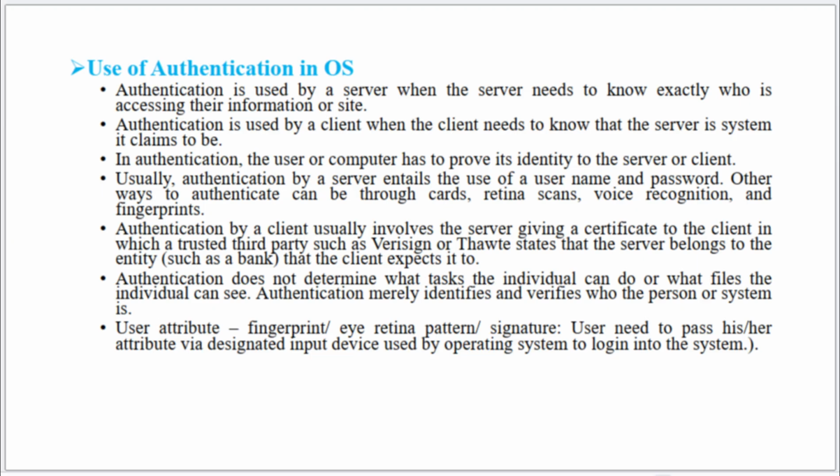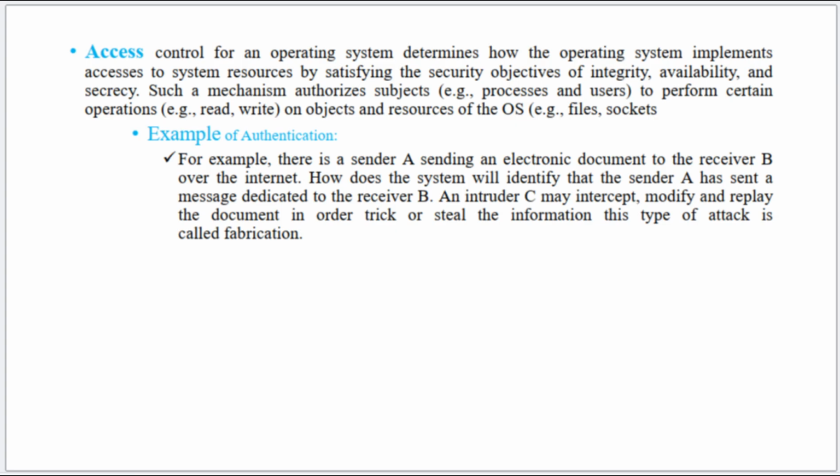User attribute: fingerprint, eye retina pattern, signature. The user needs to pass his or her attribute of ID through an input device. It is used by the operating system to log into the system. 18. Access control for an operating system determines how the operating system implements access to system resources by satisfying the security objectives of integrity, availability, and secrecy.